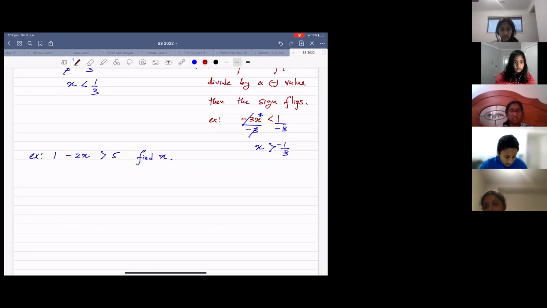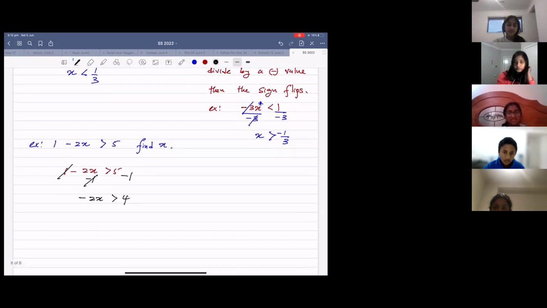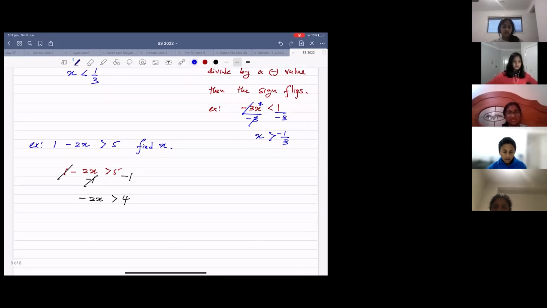Okay, so this is now 1 minus 2x greater than 5. So what we will do, minus 1 to get rid of this 1. So it's going to be minus 2x greater than 4. Then I told you, if you are dividing or multiplying by a minus sign, see, you are dividing by minus 2. If you are doing that, you flip the sign. x less than minus 2 is the answer. Only if you are dividing or multiplying by a minus, you do that.